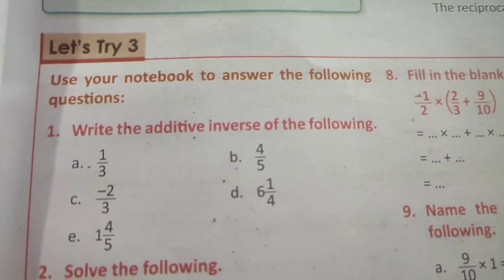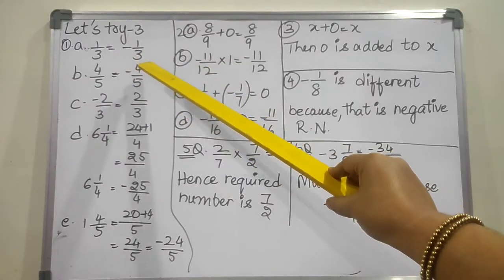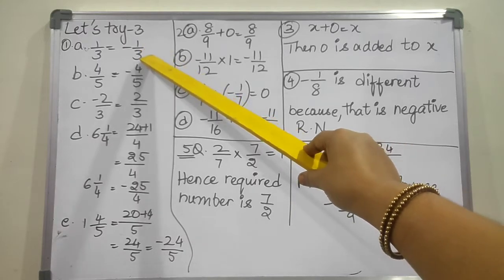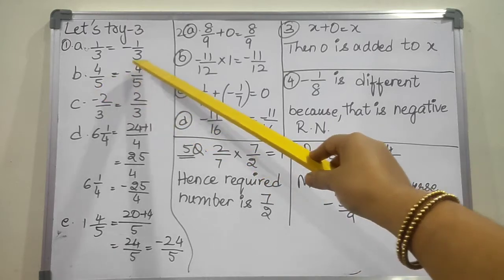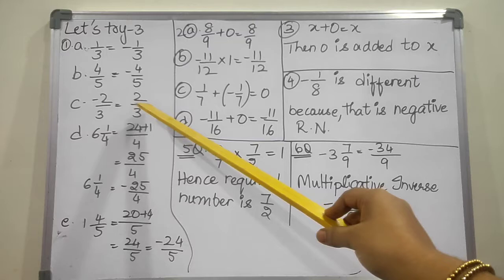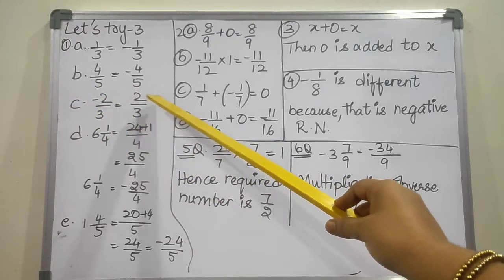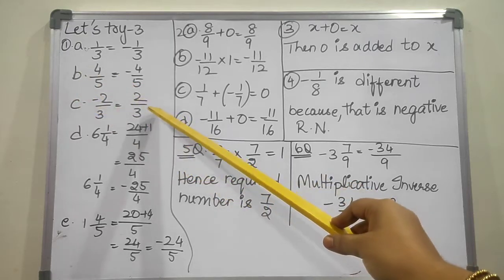First question. Write the additive inverse of the following. So here, A bit: additive inverse of 1 by 3 is minus 1 by 3. The next bit, additive inverse of 4 by 5 is minus 4 by 5. Additive inverse of minus 2 by 3 is 2 by 3. Here, if the question has minus, then the additive inverse will be plus. If it is plus, the answer would be minus.